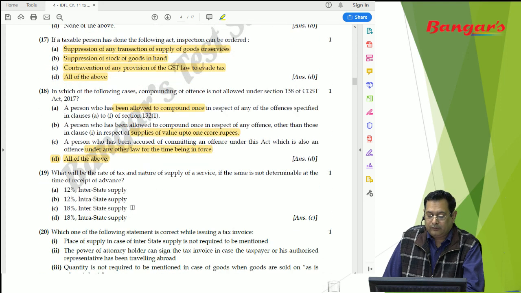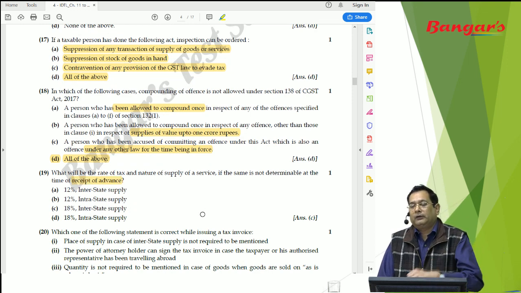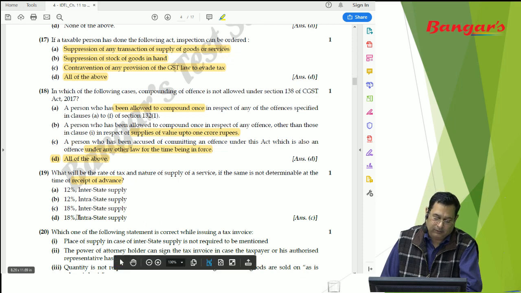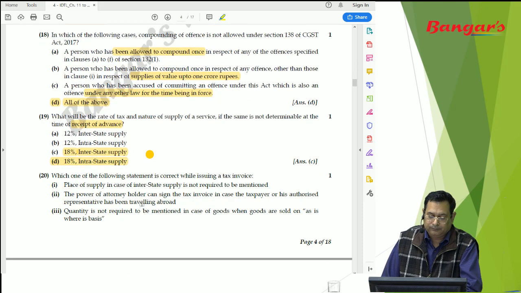What is the rate of tax and the nature of supply if the same is not determinable on receipt of advance? If you do not know the nature of supply on receipt of advance, it will be regarded as an interstate supply, and the rate of tax will be 18%. The rate of tax will be 18% in this regard. The answer will be C.